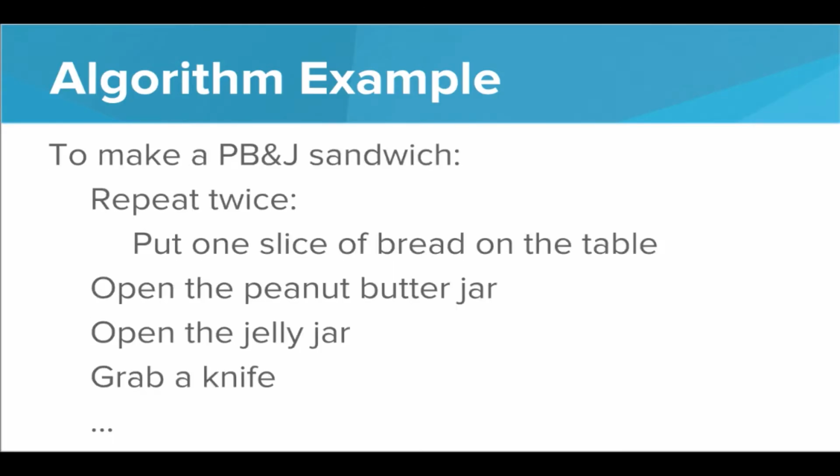We can also have an algorithm to make a peanut butter and jelly sandwich. So to make a PB&J sandwich, repeat the following twice: put one slice of bread on the table, then open up the peanut butter jar, then open up the jelly jar, grab a knife, and so on, and we can make a full peanut butter and jelly algorithm.